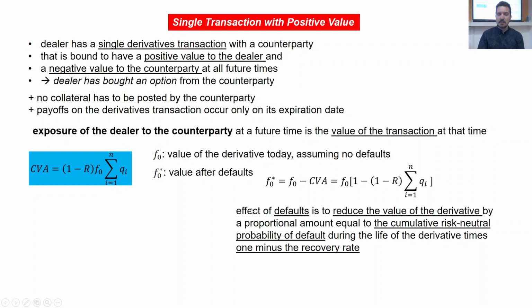Yeah. So the effect of default is to reduce the value of the derivative. Yeah, obviously. So this must be compensated with this one. So this will be smaller than 1, obviously, by a proportional amount equal to the cumulative risk-neutral probability of default. Because practically this is the non-recovery thing, these are the probabilities related to them, so at the end of the day this will be smaller than 1, so yeah, it will be compensated.